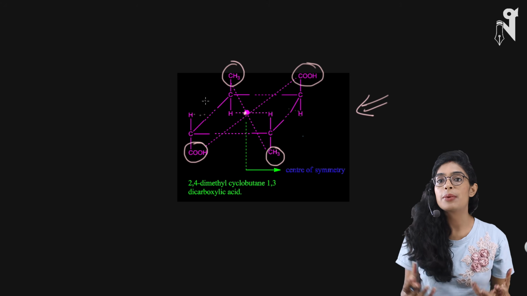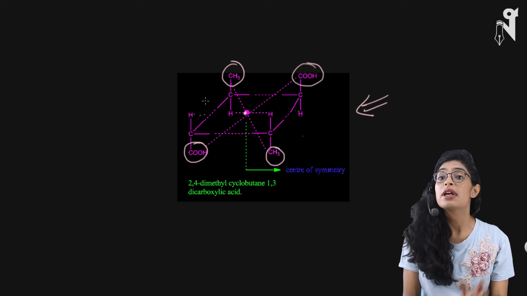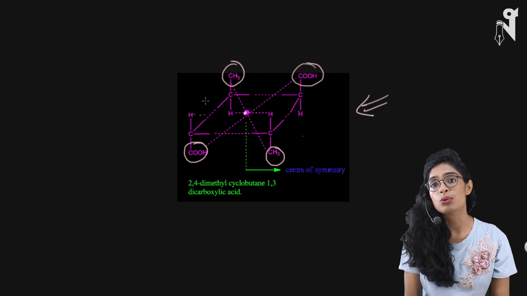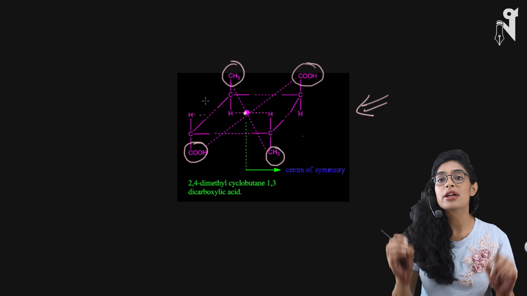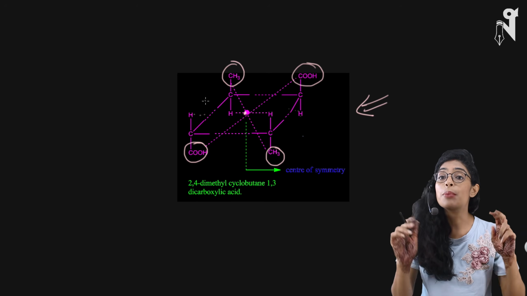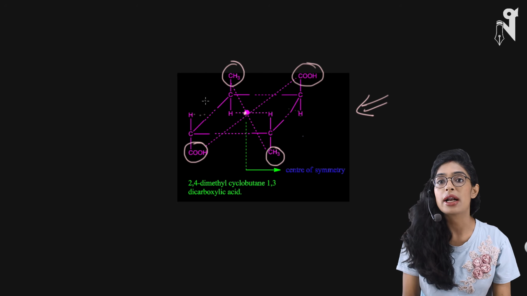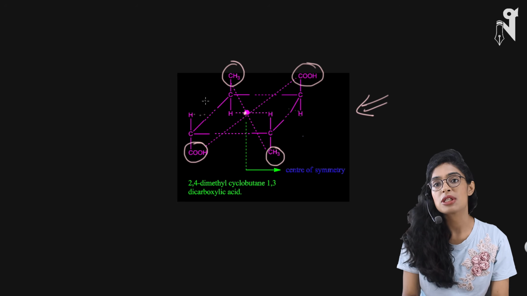If both are present, POS and COS, then the compound will be optically inactive. Even if only one of the two is present, the compound will still be inactive. The only condition where the compound will be optically active is when both of these symmetry elements are absent. So basically POS must be absent and COS must be absent.